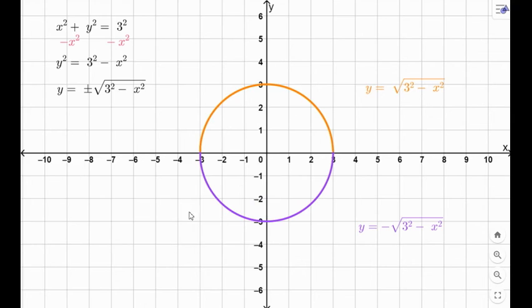Now, even if this circle is moved elsewhere, so the center is not 0, 0, the same still applies. It's the positive square root that gives you the top half of the semicircle, the negative square root that gives you the bottom half of the semicircle. Even if the circle is down here, it still cuts it into half.